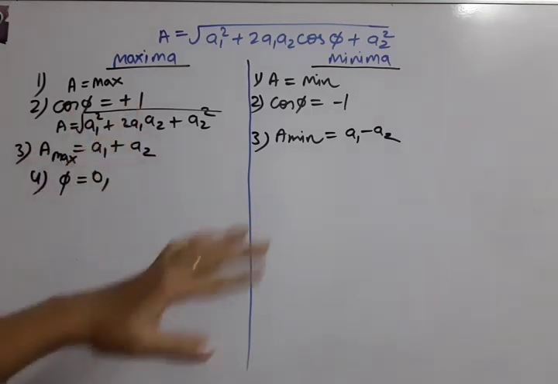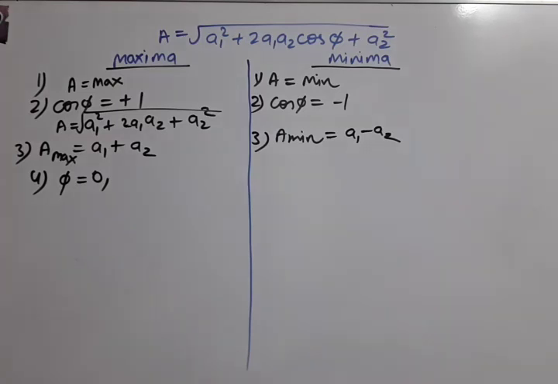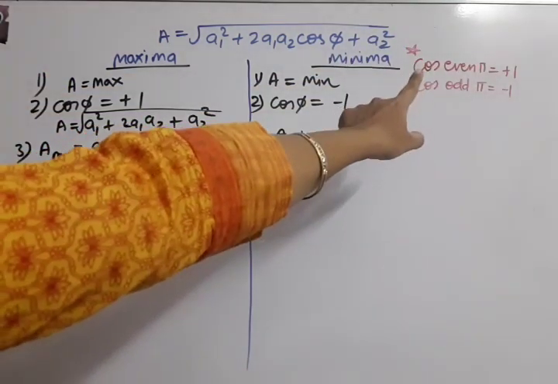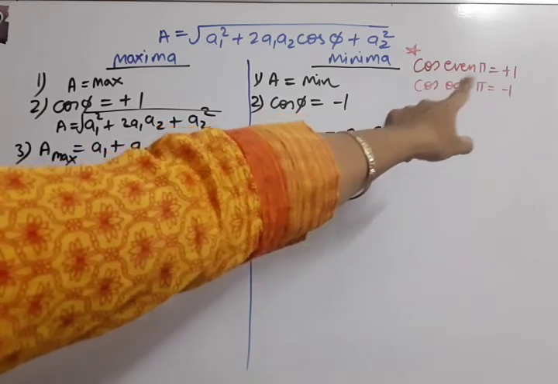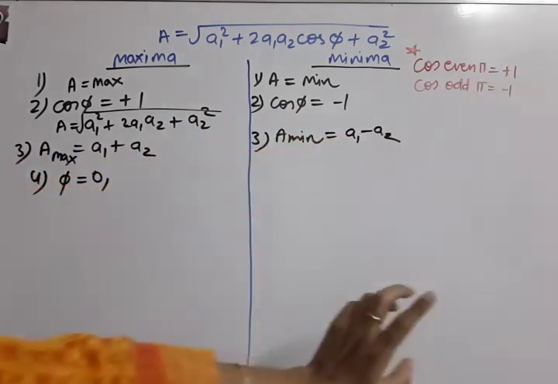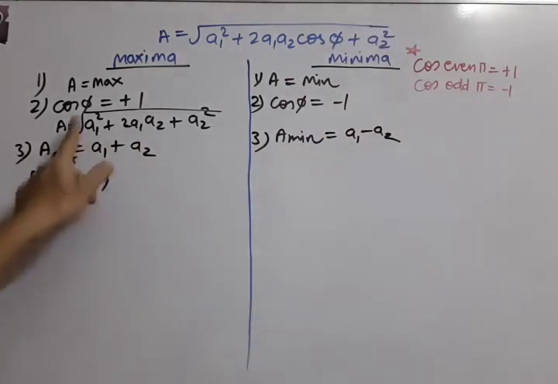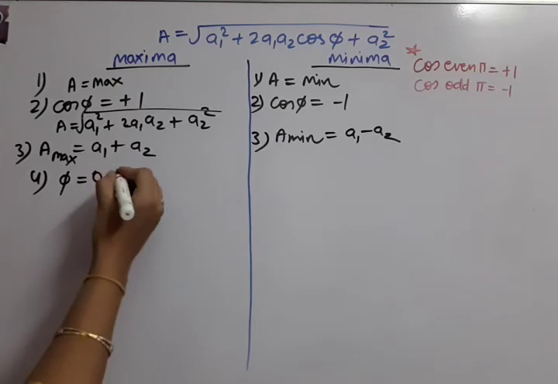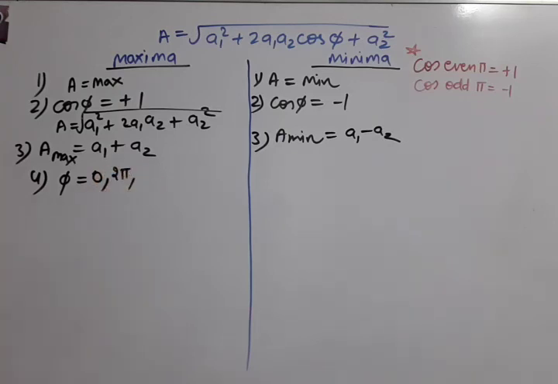We have to write all possible phase differences. So I will tell you here the formula in terms of cos. I'll write it here. Friends, we have this idea. Cos of even pi's are plus 1 and cos of odd pi's are minus 1. So I want cos phi plus 1, so all even pi's I have to put here. Cos 2 pi is also plus 1. Cos 4 pi is also plus 1. 6 pi is also plus 1. Like that, all even pi's are always plus 1.